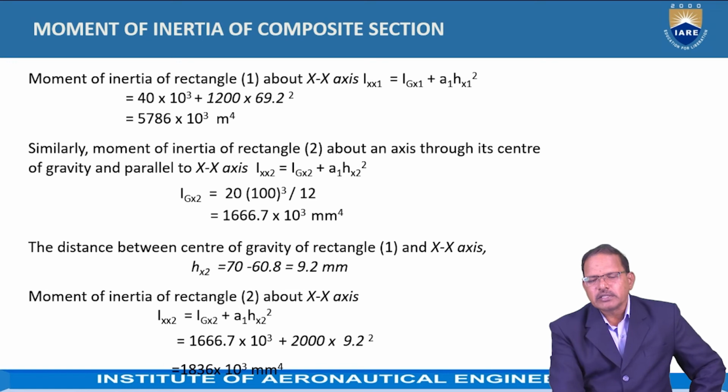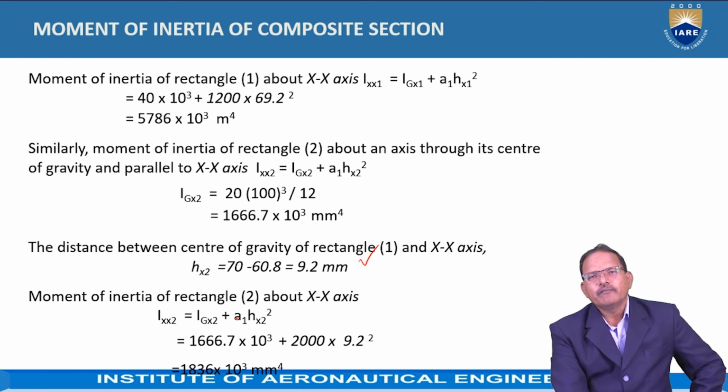And the moment of inertia of the first rectangle about the x-axis is Ixx1 = Igx1 + A1 Hx1², which is equal to 5786 × 10³ mm⁴. Similarly, for rectangle 2, Ixx2 = Igx2 + A2 Hx2², where Igx2 is 20 × 100³ divided by 12, which is 1666.7 × 10³ mm⁴. Hx2 is 70 − 60.8, as we already discussed, which is equal to 9.2.